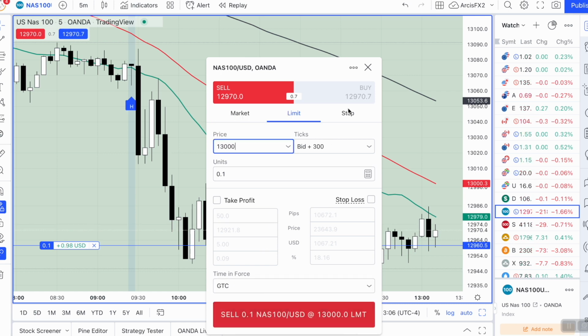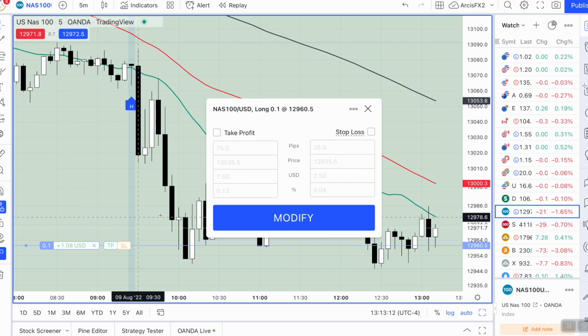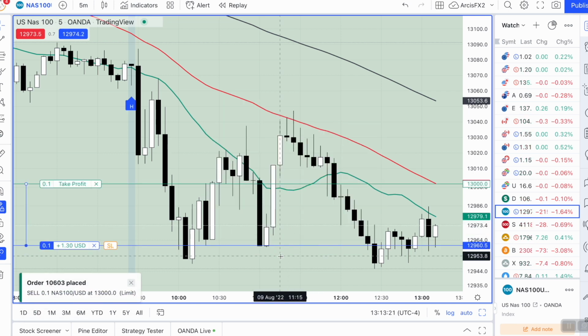So actually, I'm not going to do it like that. I'm going to put it in here as a limit order. So we're at $1 right now. So I'm going to take profit at 13,000. And that's $4 away. But we might just get out before that happens, just in case it rushes up to there and I'm not ready for it.